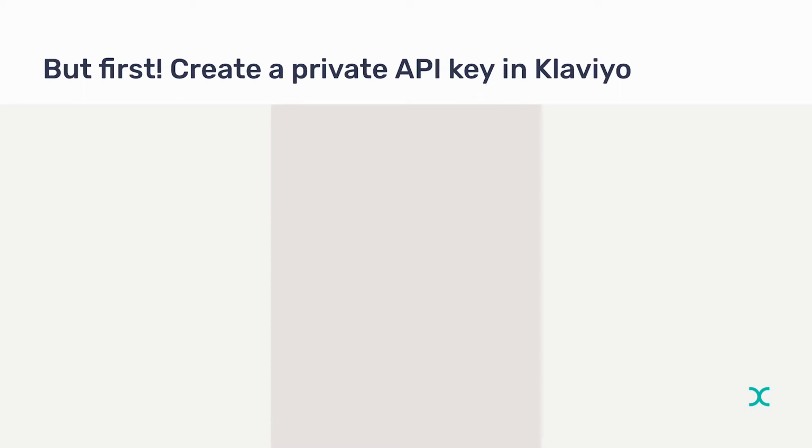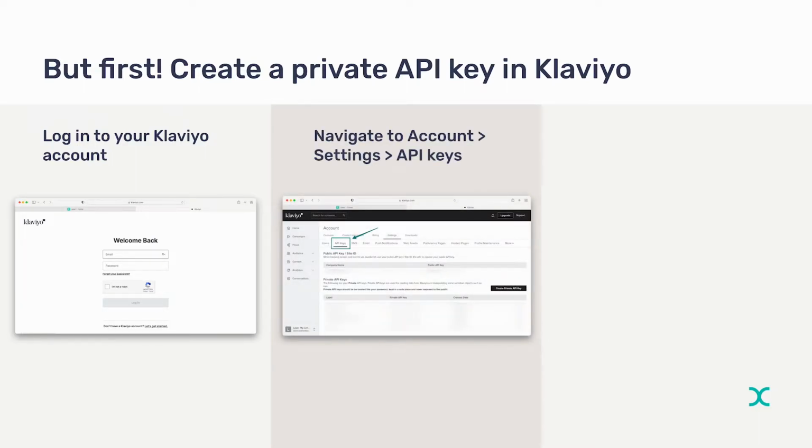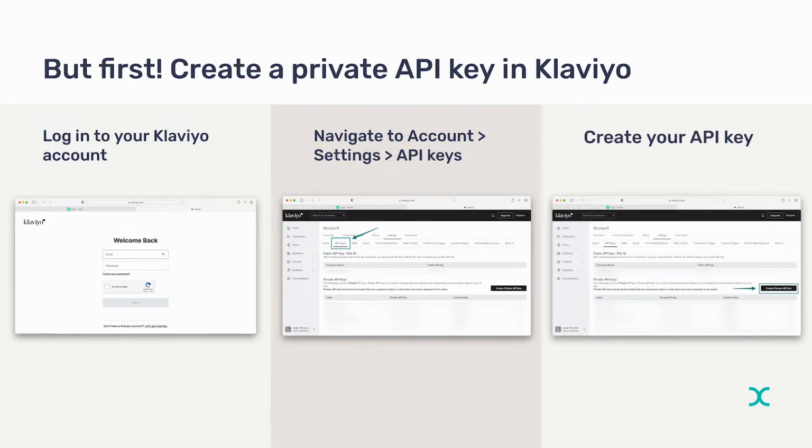Before you can integrate your Klaviyo account with Lexer, you will need to make a private API key in Klaviyo. To do this, log into your Klaviyo account and then navigate to Account, Settings, API Keys. From there, click Create API Key and follow the prompts. We suggest including Lexer in the naming of your private API key for easy reference later. But now, let's jump into the hub and finish our setup.